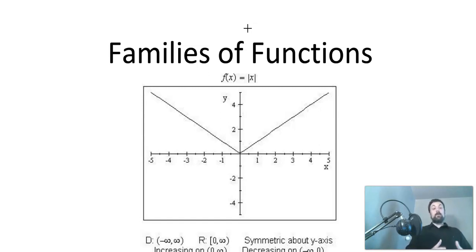So f of x equals the absolute value of x is the most basic absolute value function that you can have. That's the one you want to memorize. And the corresponding graph to that is the V-shaped graph. And an important feature of the V-shaped graph is that, and it's kind of hard to tell on this.